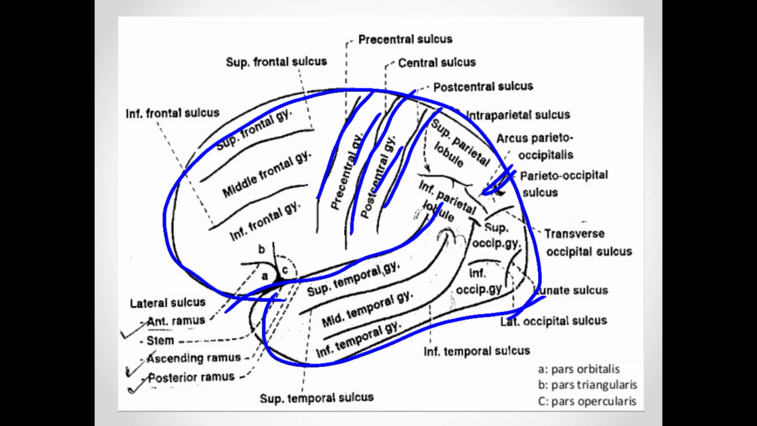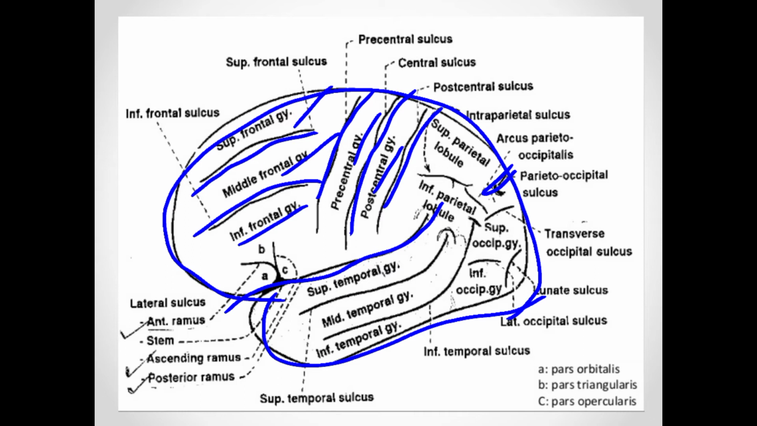What you see here are two sulci, the superior frontal sulcus and the inferior frontal sulcus, which divide the frontal lobe into three gyri: the superior frontal gyrus, middle frontal gyrus and inferior frontal gyrus. You can see the three gyri there.